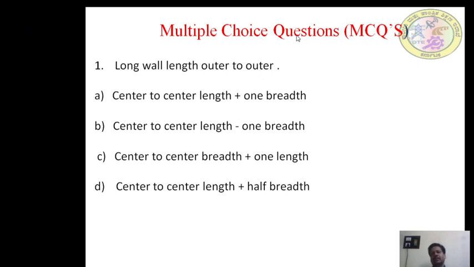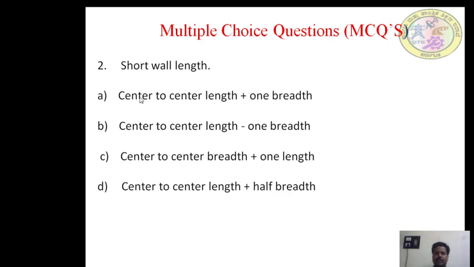So consider the multiple choice questions, MCQs. Long wall length outer to outer equals center to center length plus 1 breadth, center to center length minus 1 breadth, center to center breadth plus 1 length, or center to center length plus half breadth. We already discussed long wall. What is the long wall formula? Center to center length plus 1 breadth is the right answer.